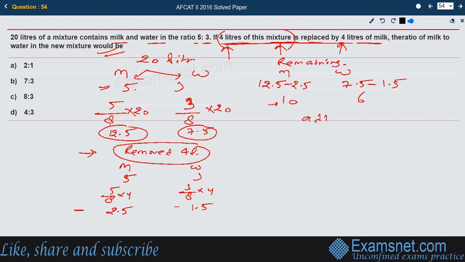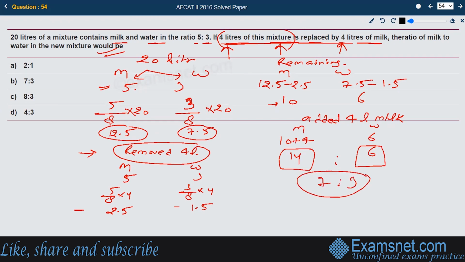Now, because he has replaced, he would have taken out and then added 4 liters of milk into it. So the new milk part would be 10 plus 4, and the new water part would stay the same, that is 6, because no water was added. So the new milk part is 14 and the new water part is 6. Now he is asking for the ratio between these two. We know 14:6 is simply 7:3. So that is the right answer. Option B, 7:3.